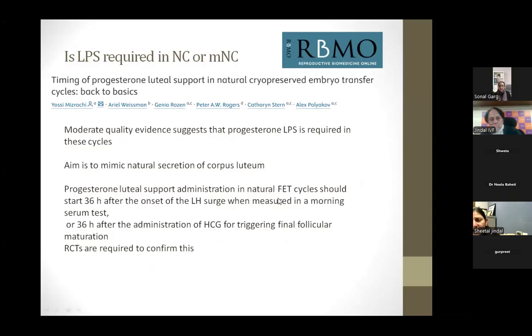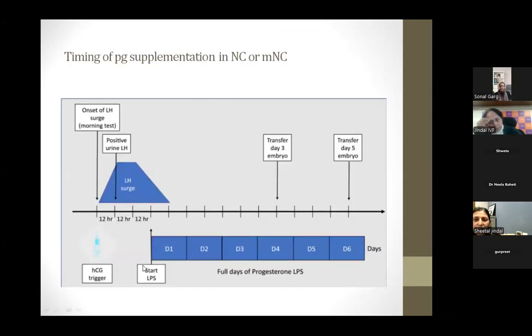It can be started 36 hours after the onset of LH surge when LH is measured in the morning serum test, or 36 hours after the administration of HCG. So all RCTs are required. This is what you do in a natural cycle: you do the serum LH levels, and once it is positive, 36 hours after that, you start with progesterone. If it's a positive urine LH, then after 24 hours you can start. And in case you are using an HCG trigger, then 36 hours post trigger you can start the luteal phase support.